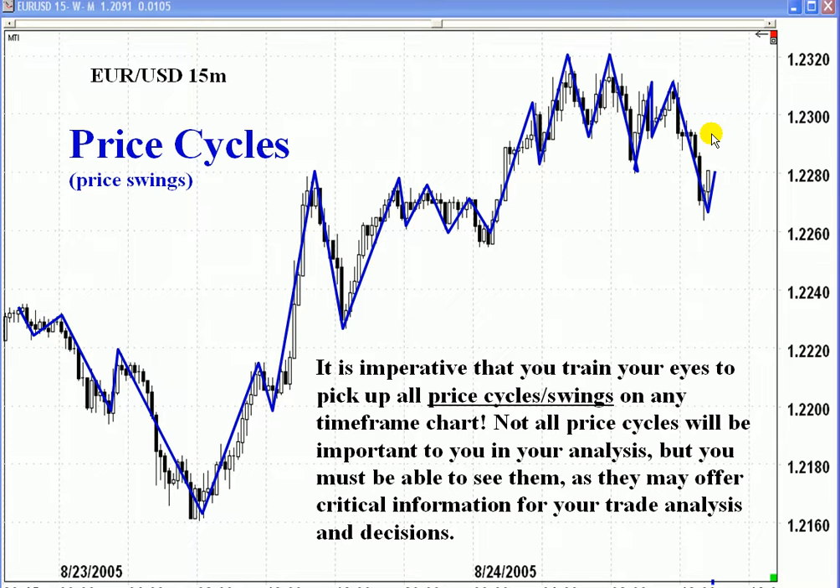It's absolutely critical that when you look at a chart, you can clearly distinguish and point out the distinct high and low points on the chart, because these price swings are going to become imperative to our analysis in the future when we start to trade using Fibonacci.